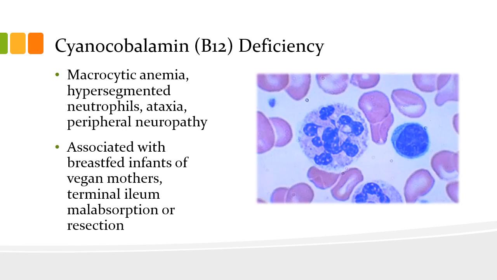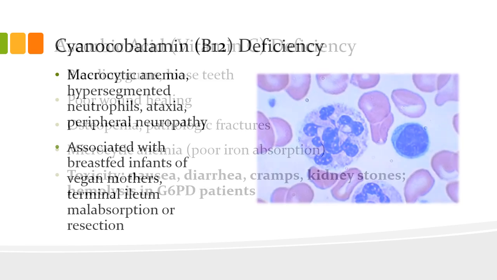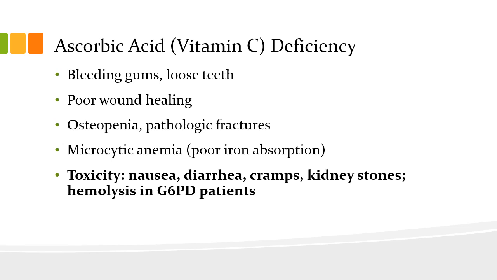B12 deficiency is associated with macrocytic anemia with hypersegmented neutrophils, ataxia, and peripheral neuropathy. Vitamin C deficiency is associated with gingivitis, poor wound healing, and osteopenia. Vitamin C toxicity is associated with GI upset, kidney stones, and it can cause hemolysis for patients who have G6PD.